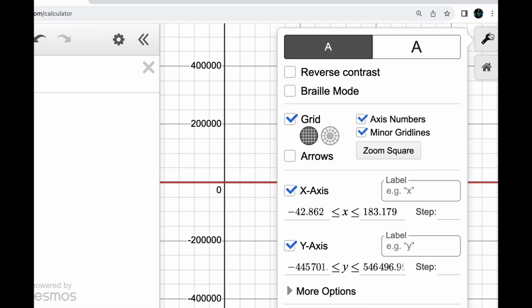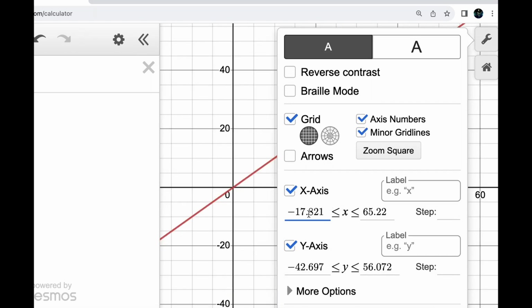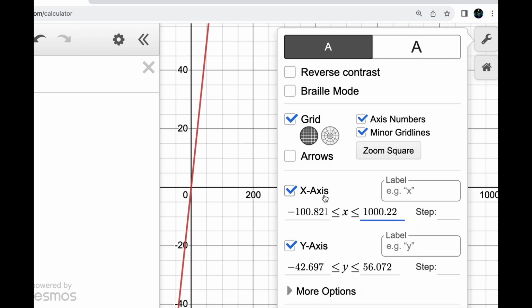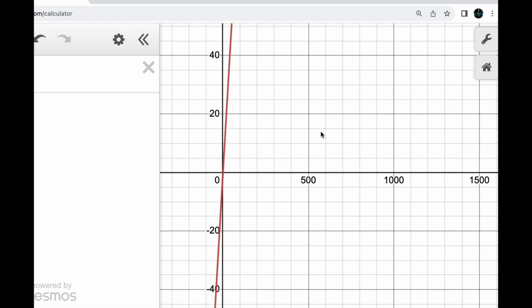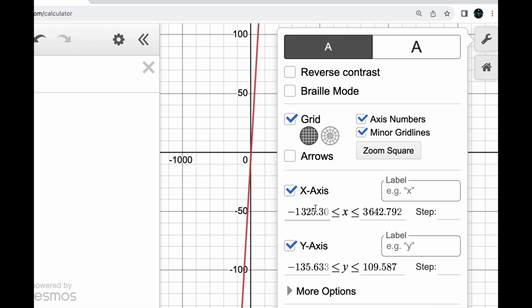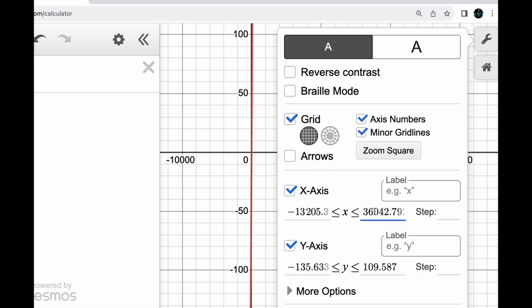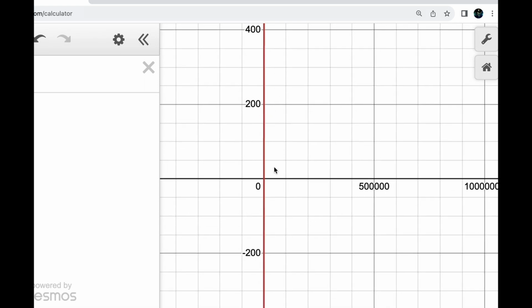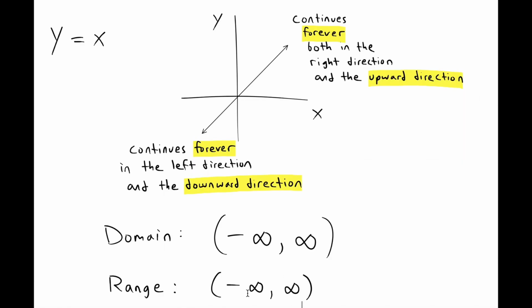If you want to see the range, then we'll shrink it a different way. For his range, we expand the x-axis. And we're seeing all the y values that are possible here. As we can see, every y is represented by this graph. It's going to continue forever in the upward direction and forever in the downward direction. So that's why his range is any real number.